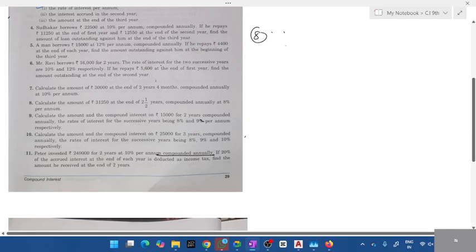Try the eighth one, calculate the amount of 31,250 at the end of 2 years. Principal is equal to 31,250. Time is equal to, first year calculation. First year, time is equal to 1. Rate is equal to 8. Find interest, find amount, and then second year.